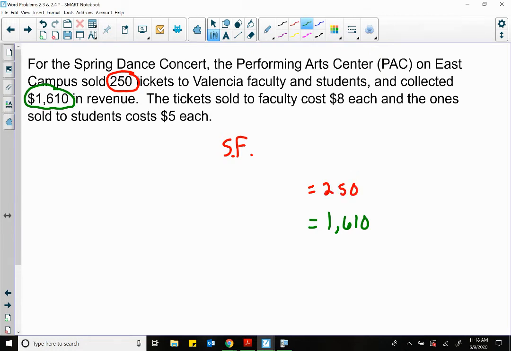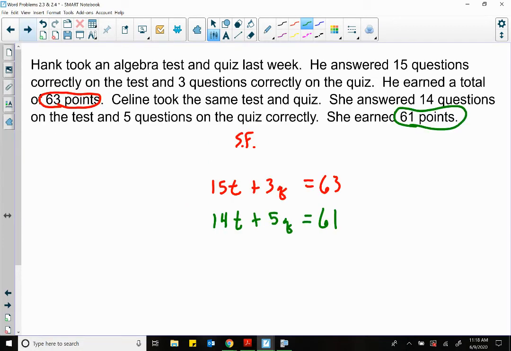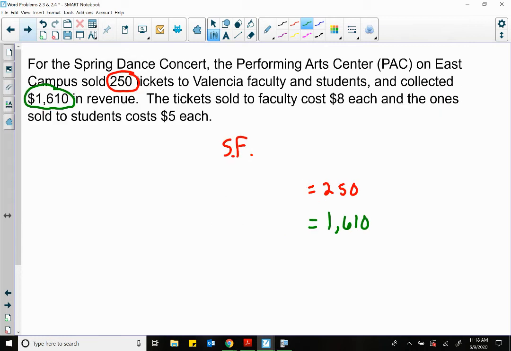I'm going to start with the $1,610, okay? Reason being, because if you look at these other numbers, this is about money. This is about money. And knowing what we talked about before, remember, this equation, all these numbers deal with the same thing. This is about a group, a group, a group. This is about a family, a family, a family. Over here, all these numbers, these are about Hank, Hank, and Hank. Celine, Celine, Celine. So when I go down here, this is about money. So whatever numbers I use over here better be about money.